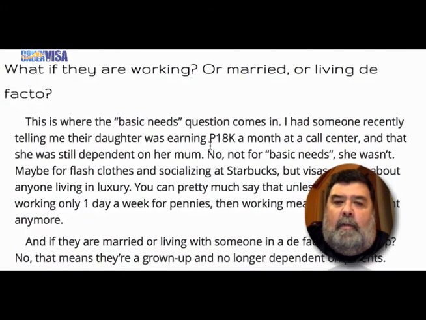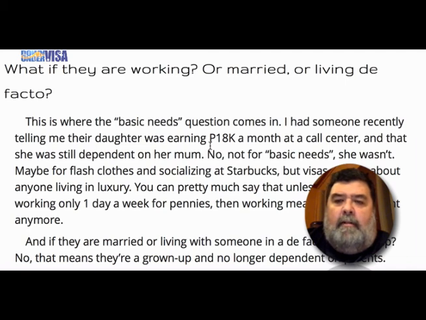Now, what if they are working, or what if they're married or living in a de facto relationship? Now, this is where the basic needs question comes in. I had someone recently telling me that their daughter was earning 18,000 pesos a month at a call centre, but that she was still dependent on her mum. Her mum was still sending her money. But that means she wasn't dependent for basic needs.